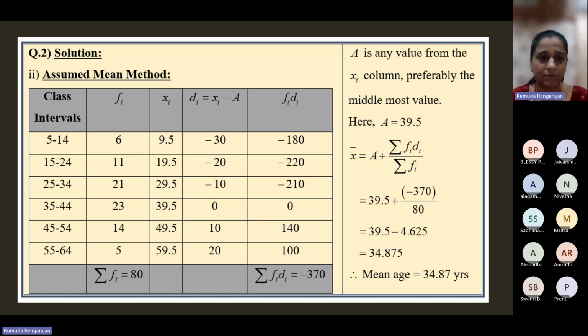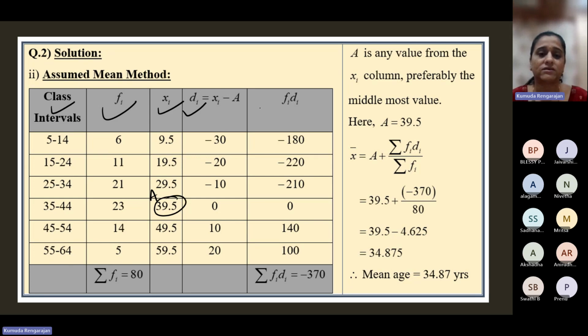The order is: make the table, write class intervals, then write frequencies. All this is given in the question. Then when it is mean, you should always find the XI column, that is the class marks. What after this? If you're doing the assumed mean method, you should create one more column called the DI column. How to create the values in the DI column? First, you must choose A. Okay, we have chosen A. Next, in the DI column, you'll have to find the DI values. And how do you find that?